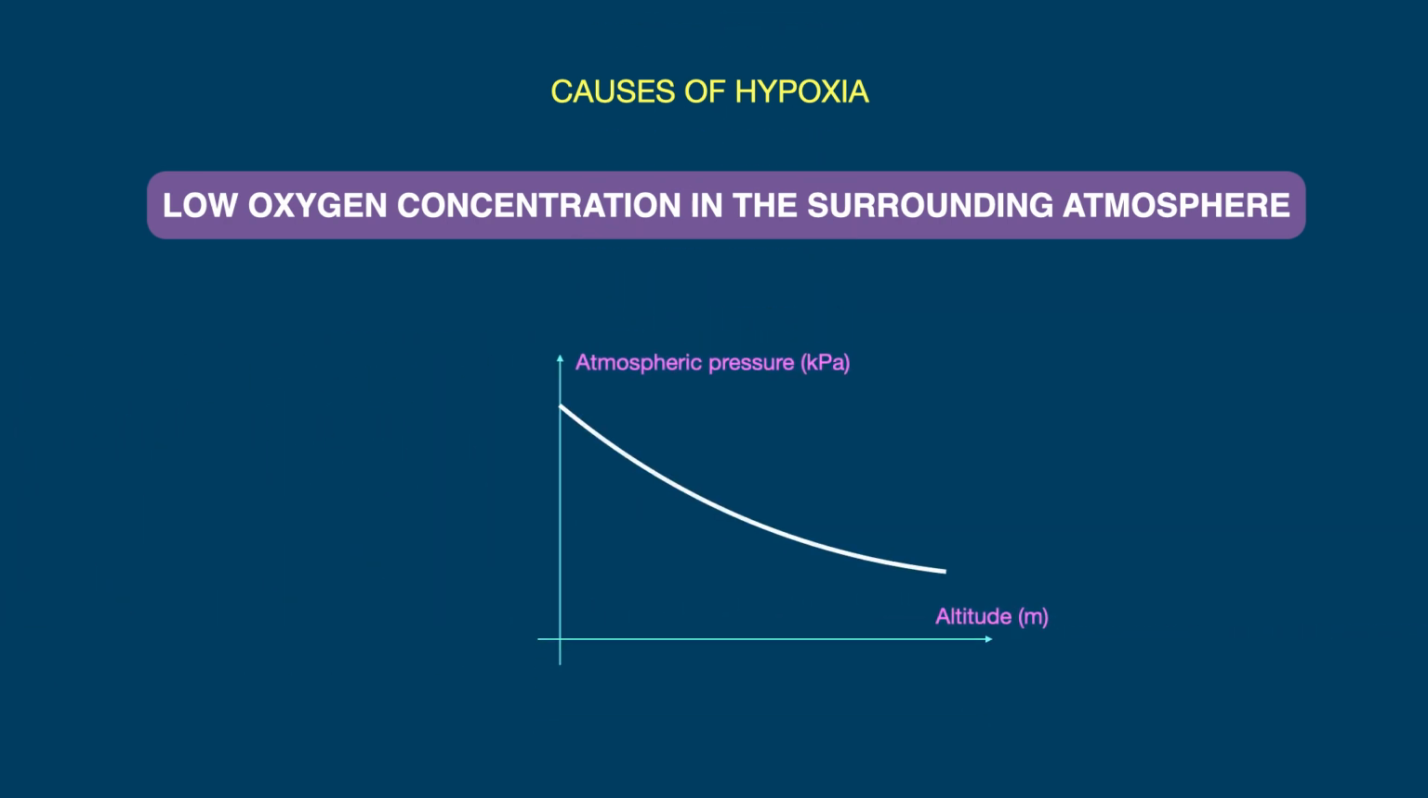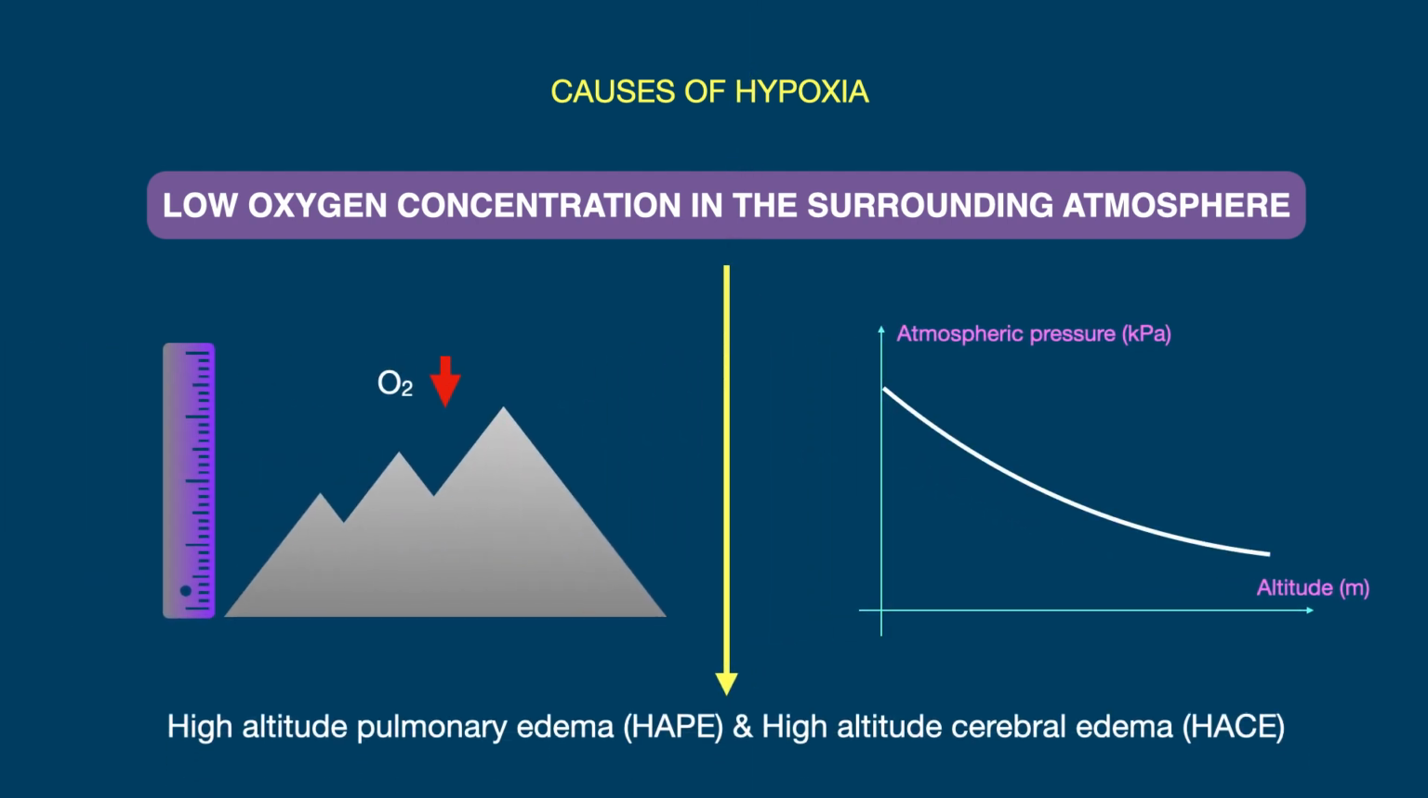Atmospheric pressure decreases exponentially with the altitude, while the oxygen fraction remains constant to about 100 kilometers. Oxygen saturation decreases exponentially with altitude as well. The manifestations range from mild symptoms to fatal-like conditions such as seen in high-altitude pulmonary edema and high-altitude cerebral edema.